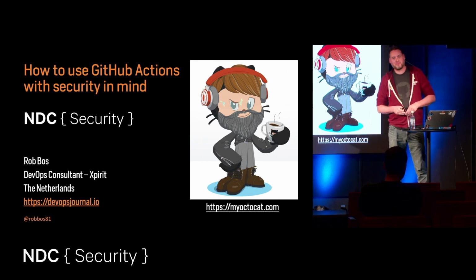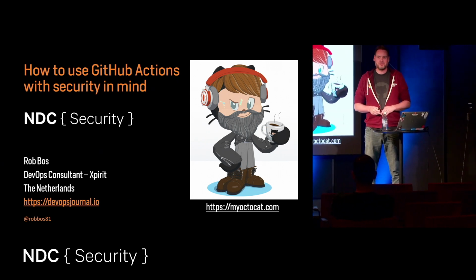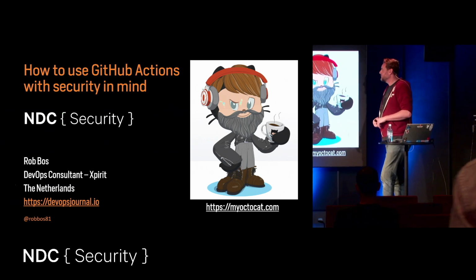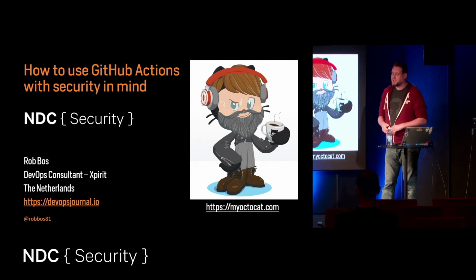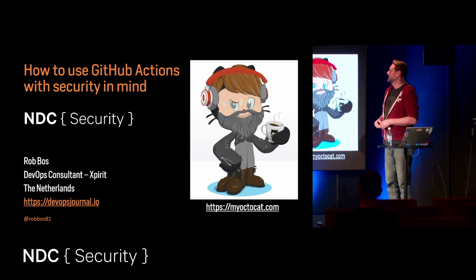My name is Rob. I'm very glad that you're still here looking into how we can use GitHub Actions with security in mind. Since this is a security conference, I do need to prefix this a little bit. It's not so much implementing security practices with GitHub Actions. It's just focusing on GitHub Actions themselves. We all run in CI/CD pipelines these days. At least I hope all of you are doing something with DevOps there.